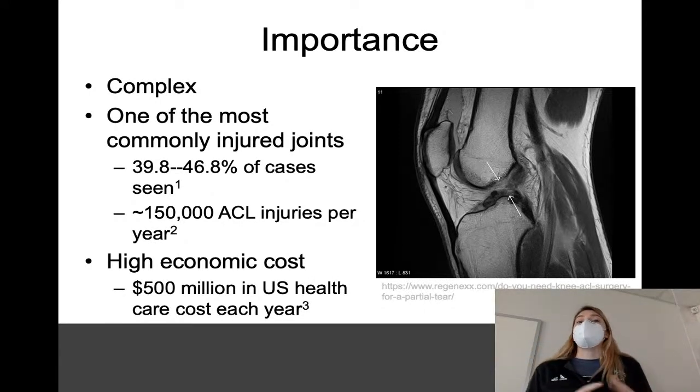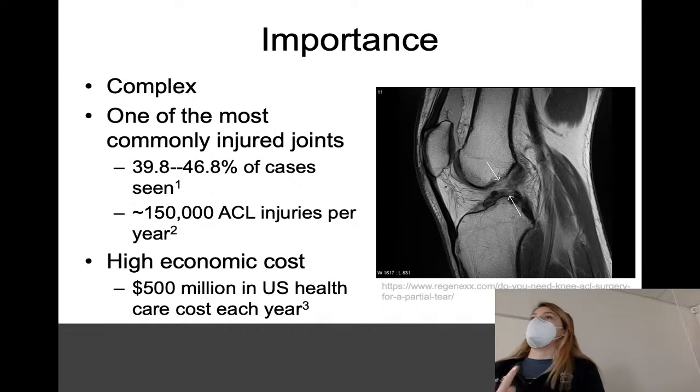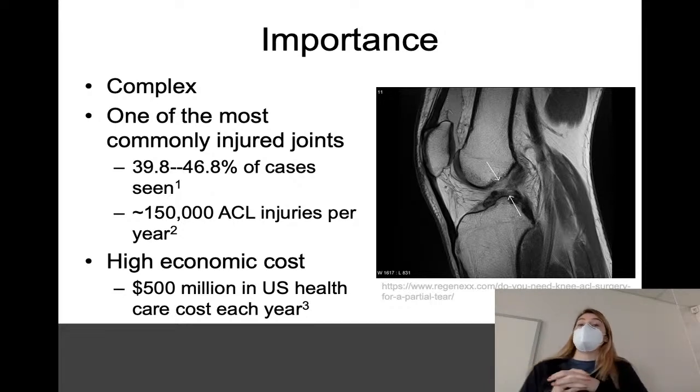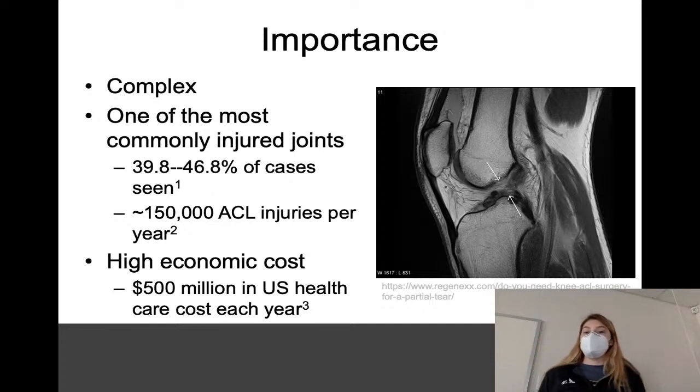That first stat, the 39 to 46%, is cases seen in a doctor's office for just 1 year. So out of all the patients with a joint issue, 39 to 46% were coming in for their knee. We also have almost 150,000 ACL injuries per year, and knee injuries exclusively cost the U.S. healthcare system $500 million per year. So the knee is super commonly injured, and it costs a lot of money to fix knee injuries. You're not going to be tested on those stat numbers, so you don't need to memorize them.